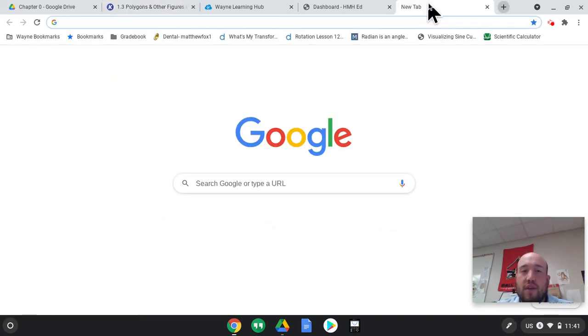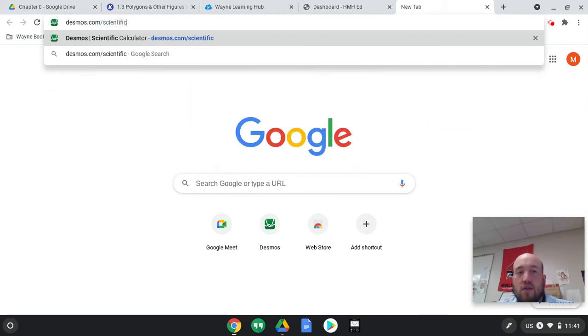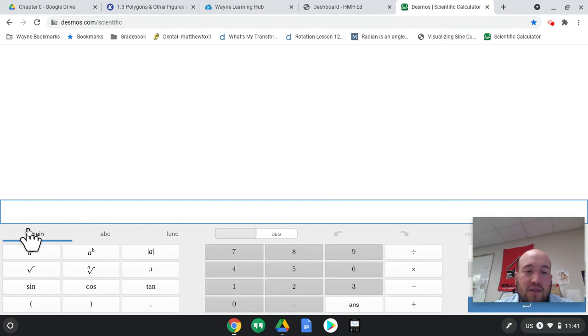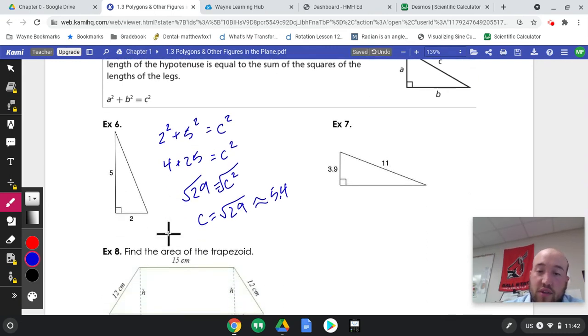Now I'm going to open up a new tab and go to desmos.com/scientific. You don't have to use this, but I recommend it. It's a good calculator that you can type in. So the square root of 29, I hit enter, I get 5.385. It keeps going. So approximately 5.4 will be our answer. So about 5.4. That is bigger than 5, so we know that is believable.